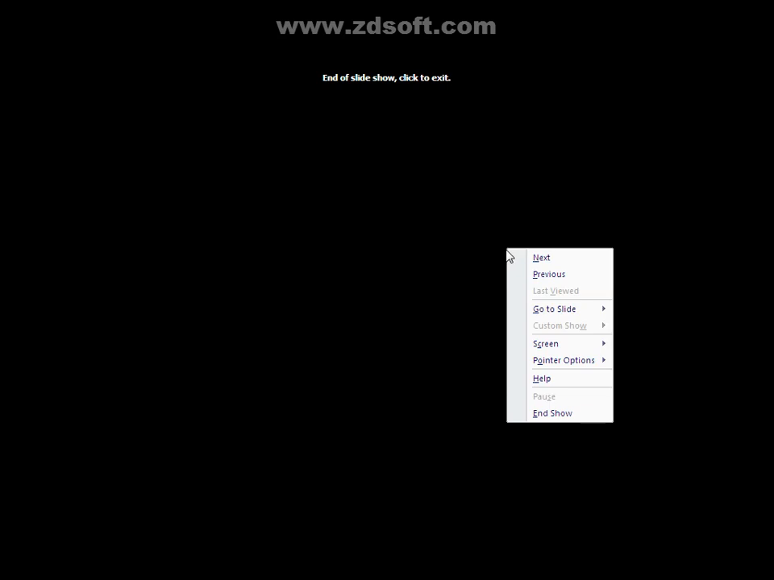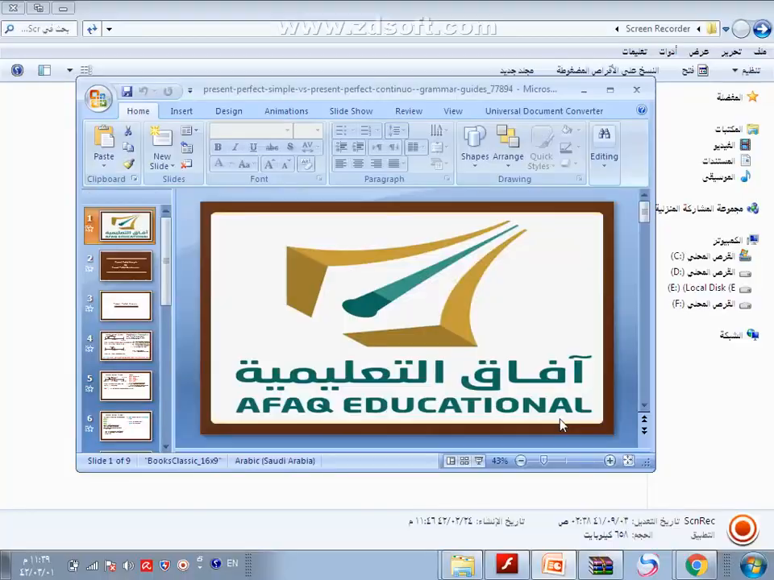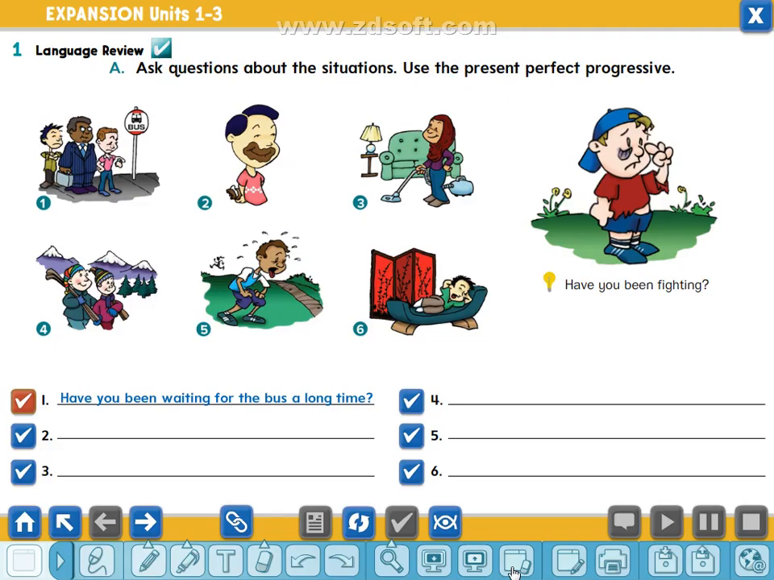Now let's turn to your student's book. Here, language expansion, units 1 to 3, language review. Exercise A, ask questions about the situation. Use the present perfect progressive. Look at this example. What can you see?